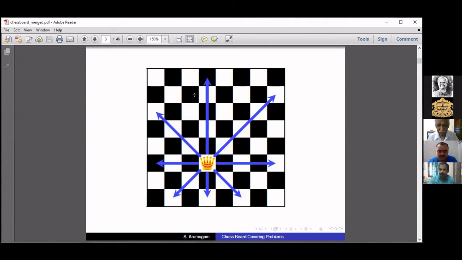Five. Sir, is it five? Is it two? Two will not be enough. Five is the correct answer for the 8x8 board. A queen on a white square cannot go to a black square. Correct. It will move only to white. But not all the whites.